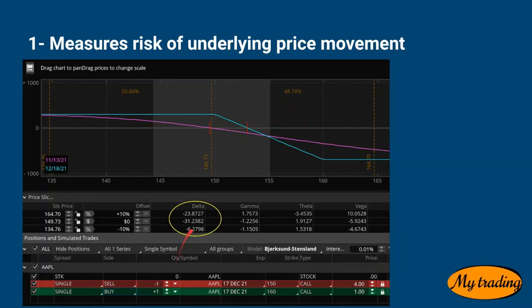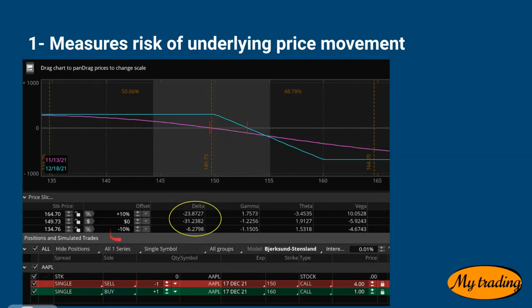You can see this one is one contract instead of 10, but on this particular spread, I have $31 at risk. If Apple goes up $1, if it goes up $2, I'm gonna be down $60, and so on. Now, one of the nice things about this analytical software is that I also can put price slices in at different places. So you'll notice I have one way down here.